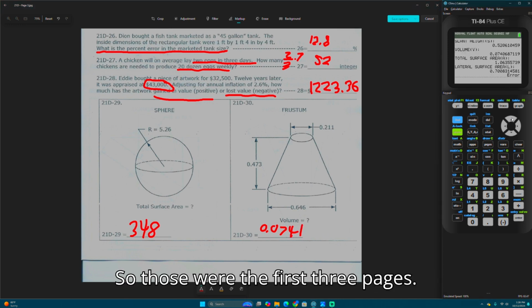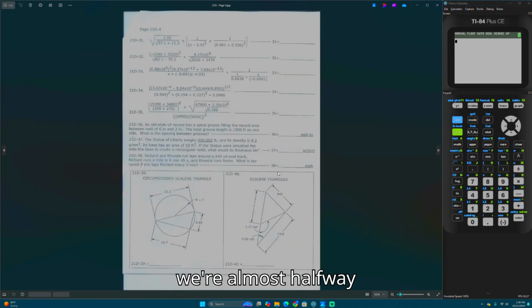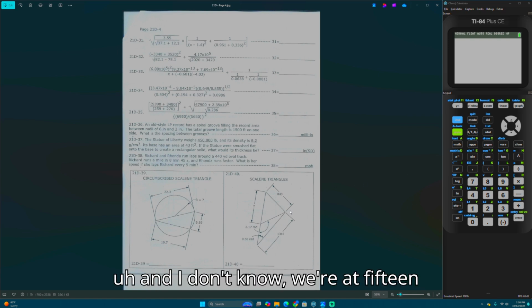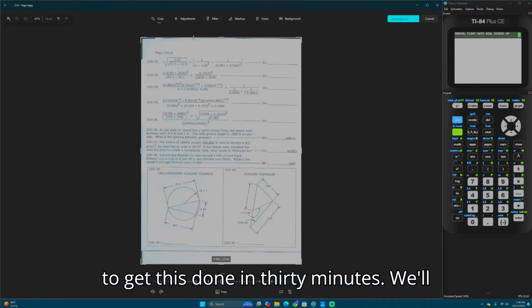So those were the first 3 pages. We're going to keep on going. So we're almost halfway. And I don't know, we're at 15 minutes? Okay. I think we should be able to get this done in 30 minutes.